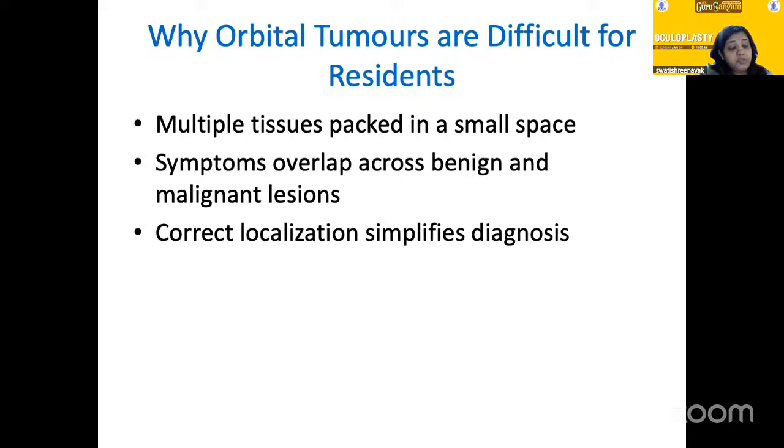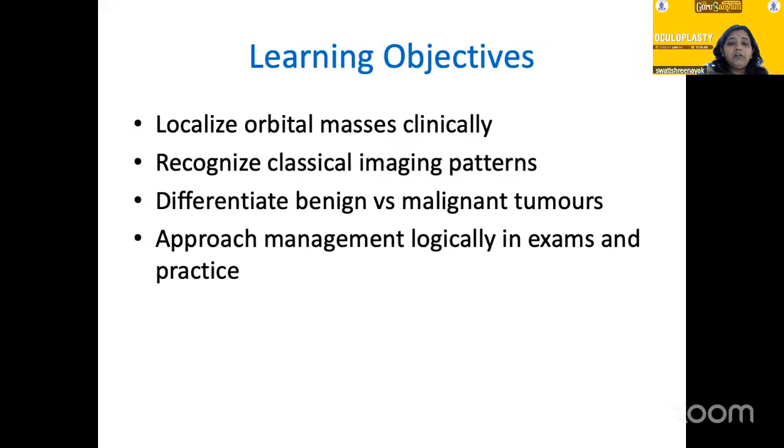So tumors span a wide spectrum and can originate in this anatomical region. Multiple tissues are packed in a very small space, and the symptoms overlap across benign and malignant lesions. If you have correctly localized the lesion, it simplifies the diagnosis. The learning objectives are to localize orbital masses clinically, to recognize the classical imaging patterns, to differentiate between benign and malignant tumors, and to approach management logically.